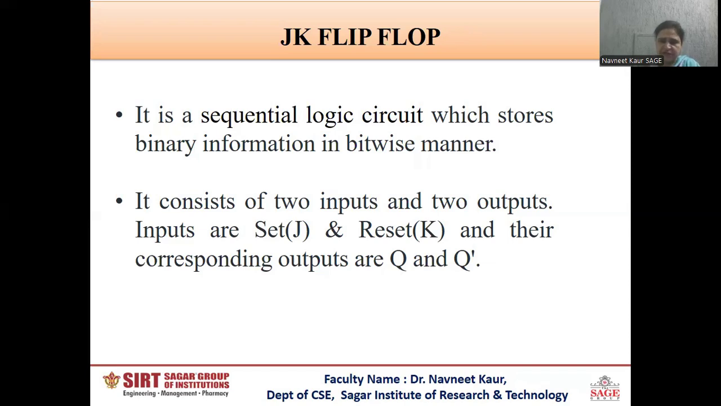Now, coming to JK flip-flop, it consists of two inputs and two outputs. Inputs are represented by J and K, where J represents set input and K represents reset input. And their corresponding outputs are represented by Q and Q bar, where Q and Q bar are complement of each other.